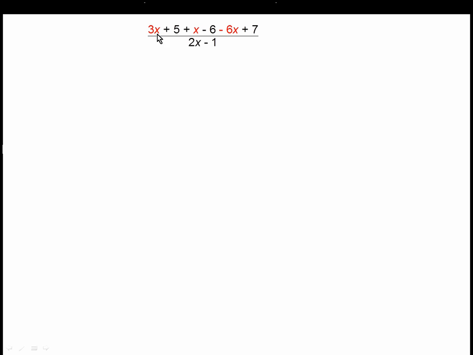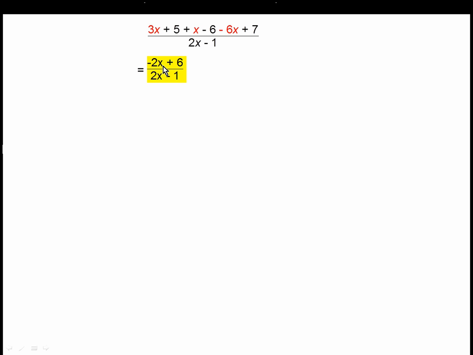So the x's, 3x plus x is 4x, 4x minus 6x is minus 2x. And the constants, 5 minus 6 is negative 1, and negative 1 plus 7 is 6. So I've got negative 2x plus 6 all over 2x minus 1. Okay, the 2x's cannot cancel because I have plus and minus signs outside parentheses, namely those two. If you want to factor out 2 or negative 2 from the numerator, you can, but nothing cancels.